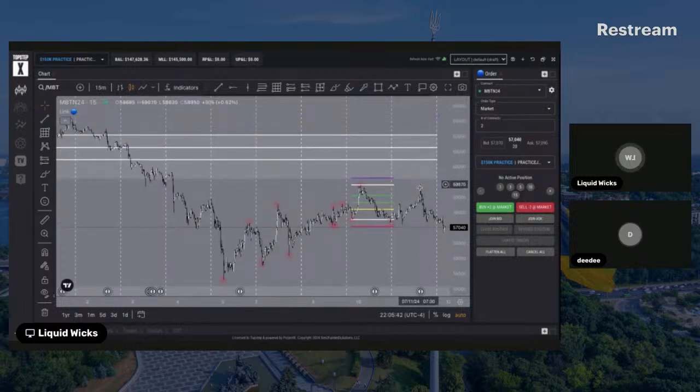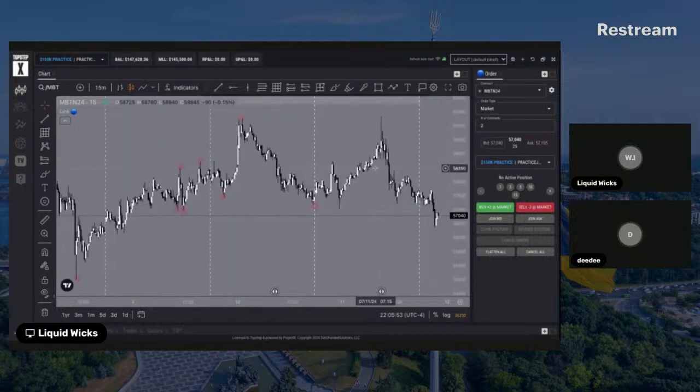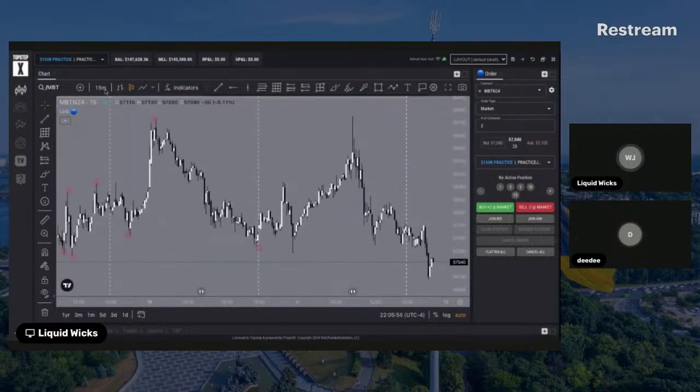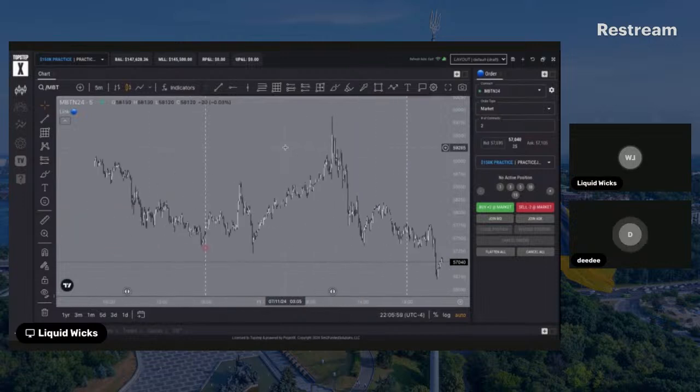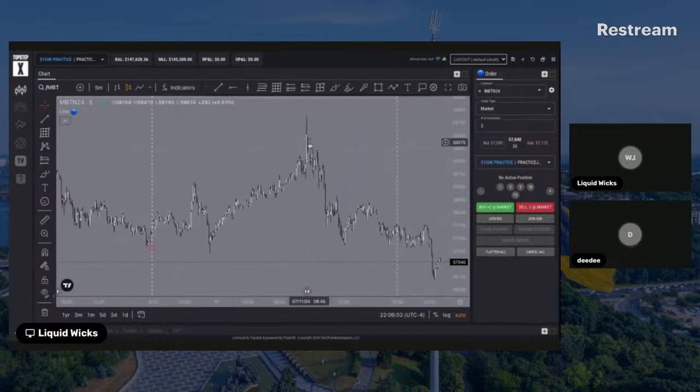Okay, this is Bitcoin. This is what I've marked out. Oh, wow. Yeah, that was nice. So this one was today. It was on a 15-minute. Yep, right there. 8:30.